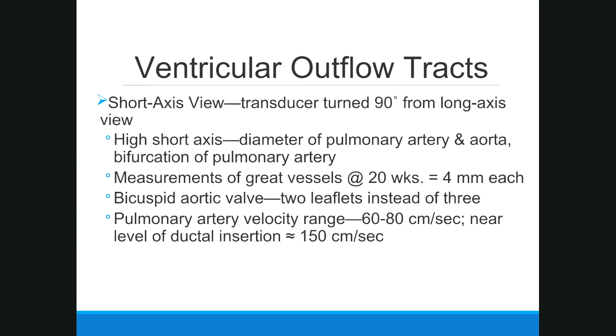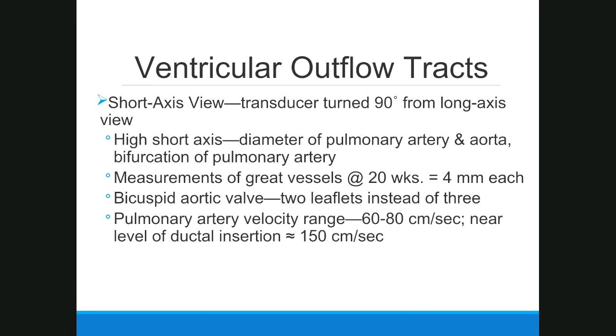When we move into our short axis view, we're turning our transducer 90 degrees counterclockwise, usually from that long axis view. We have what we call a high short axis. This is, again, at that base area of the heart where we're looking at the origin of the pulmonary artery and the aorta. Again, to differentiate between the two, your pulmonary artery is going to almost immediately bifurcate, whereas the aorta will not.